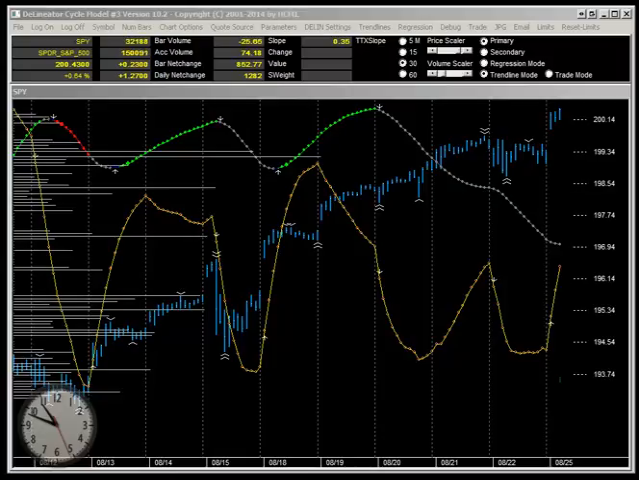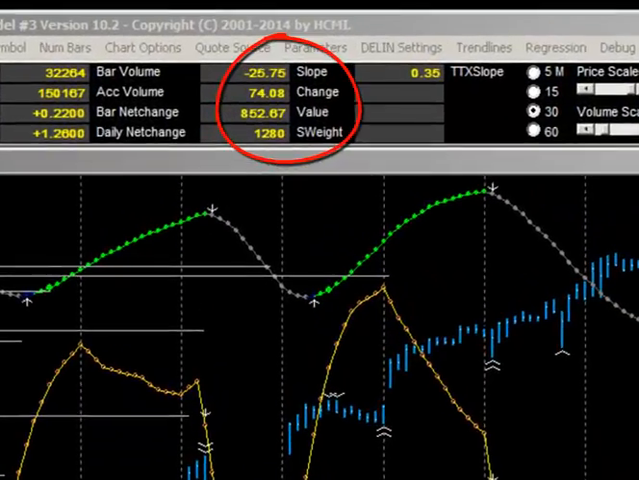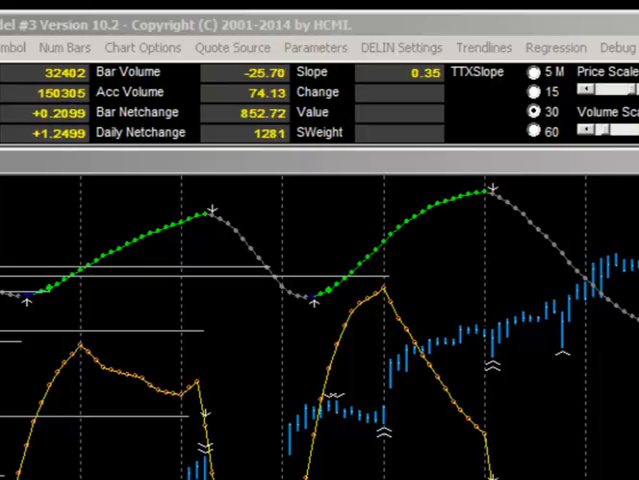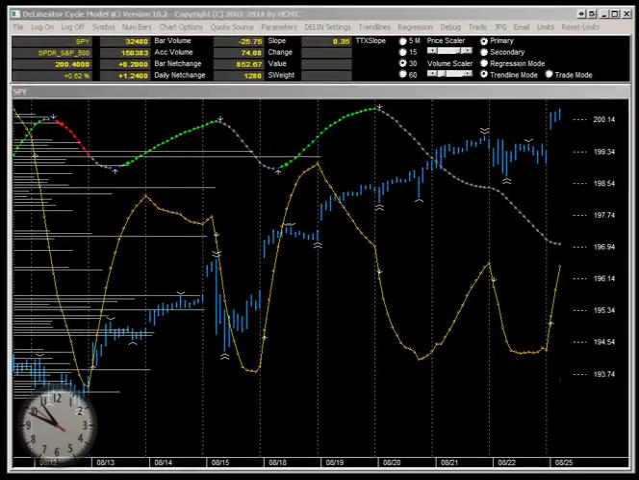Okay, we're back on again. It's a little before 10 to 11. We can see that signal weight has risen up a little bit. It's now plus 1280. We see that the slope is minus 26 approximately, the change plus 74. TTX slope has gotten a little shorter, but it really doesn't matter. Once it's less than 1, we know that we'll get a slope change at the next bar. So we'll come back on in about 8 minutes.